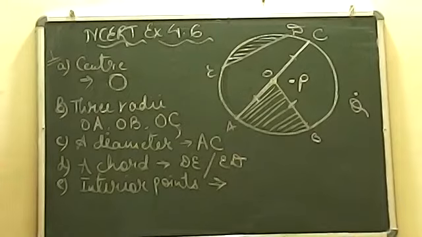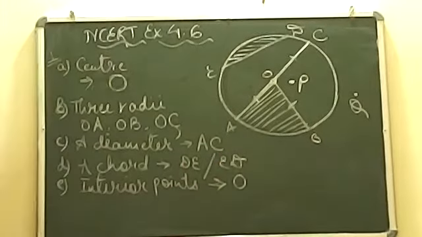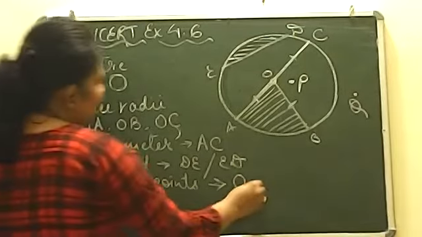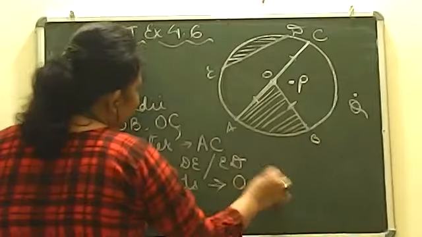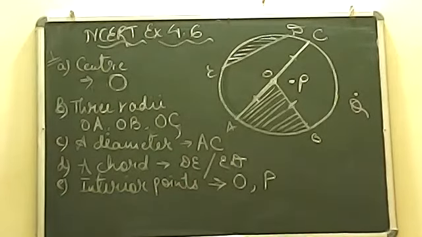Yes, very right. The first point is point O, because this is the center. I have told you center is always in interior of a circle. And also we have another point, that is P, which is inside the circle. Correct answer. Now move on to the next question.